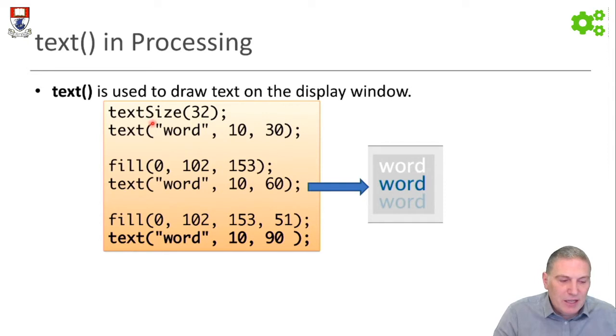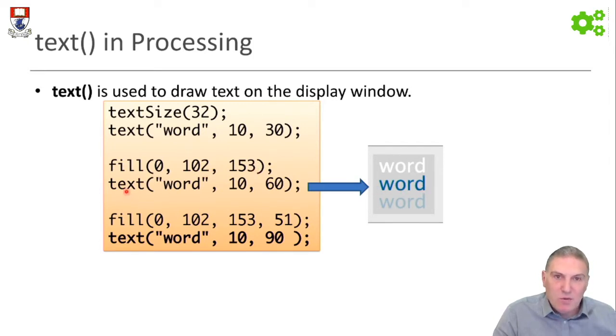So if we take a look, we can see text size is set to 32. Then I'm using text. I'm passing in a string, which is the word I want printed out. In this case, it's word in double quotes. And then we tell it where to print it on the XY coordinates of the output window. So we're saying X is 10 and Y is 30. So it'll print out the first word here in white. Then I'm changing the fill color. We've seen this in previous classes. We're setting the fill color to 0, 102, 153, which creates this blue.